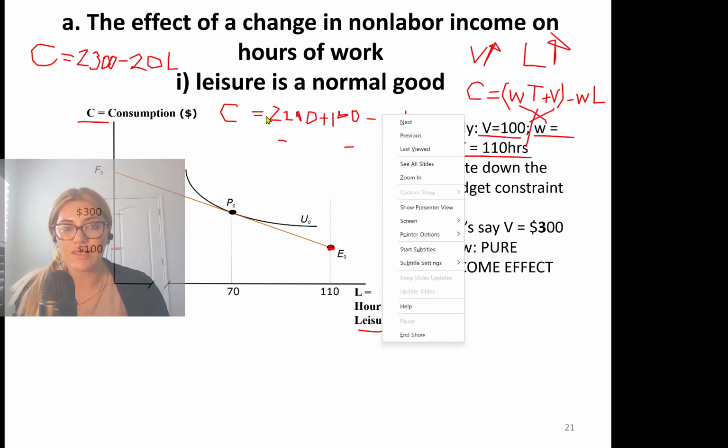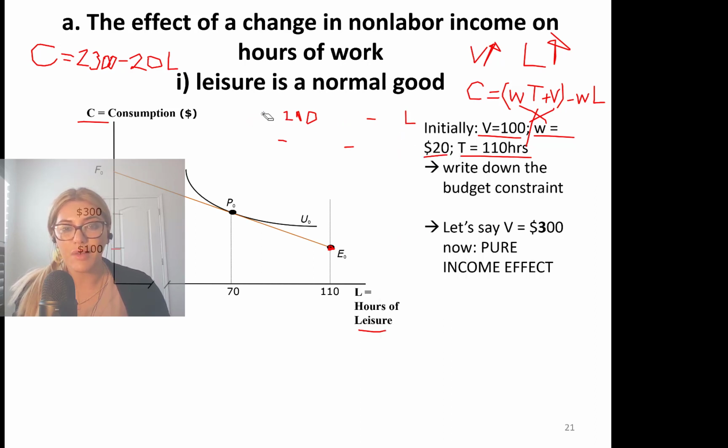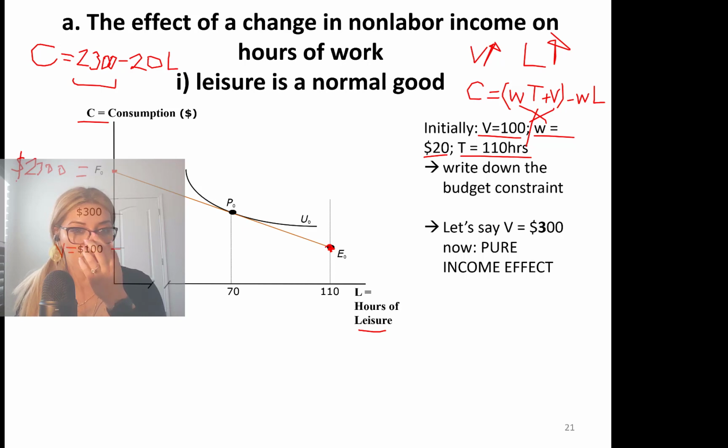All right, so this was the initial situation. If I'm actually drawing this budget constraint, I am going to put the values. Starting from here, this is my V. What is E0? E0 is this point. That is going to be this intercept, $2,300. So that's if you work all waking hours, leisure is 0. And this is 110 leisure maximum.